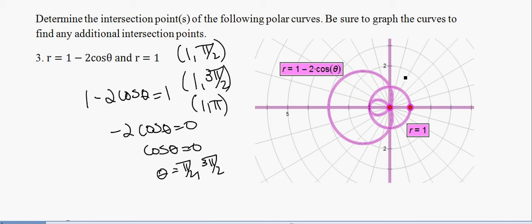So it just goes back to the unfortunate thing with polar curves: that's why it's imperative that you graph them, because sometimes you'll find solutions in the graph that wouldn't otherwise be found algebraically. So you have to, just by looking at the graphs by inspection, find any additional points that don't clearly show up by using your algebra and trigonometry skills.